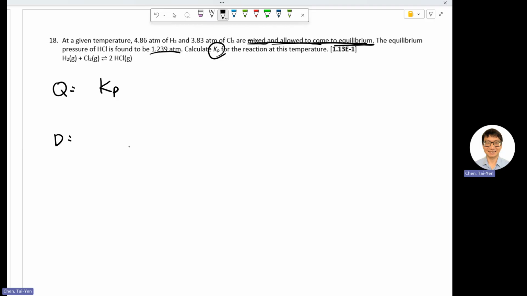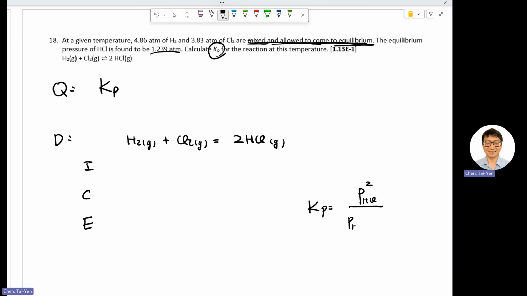So first, write out your equation. H2 gas plus Cl2 gas equals 2 HCl gas. ICE. Okay, and then you know the Kp will equal the pressure of HCl squared at equilibrium over the pressure of your H2 times the pressure of your Cl2, right? You need to get those numbers from your equilibrium row. Okay.